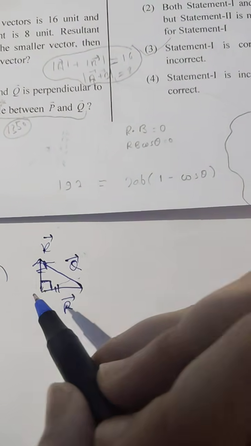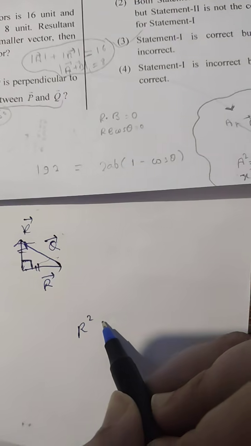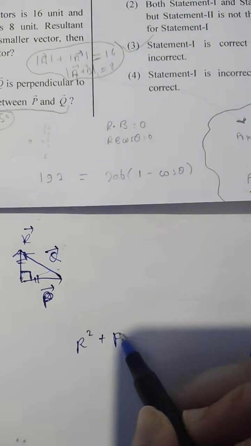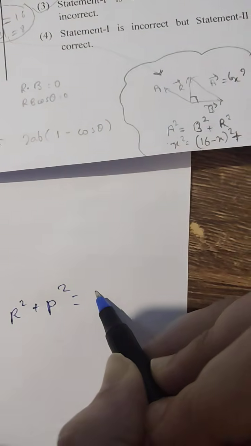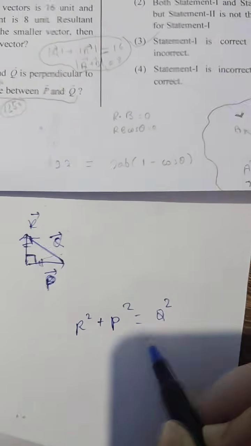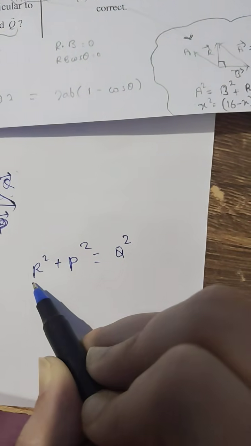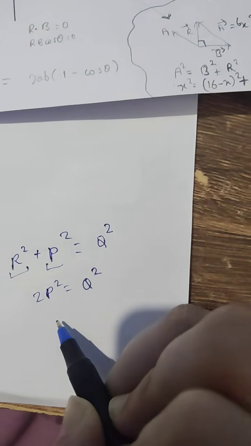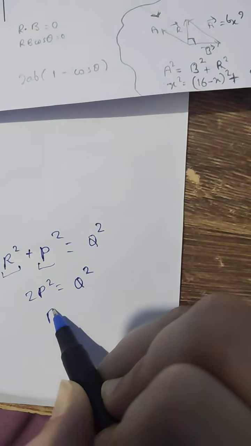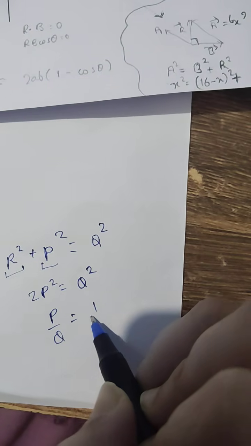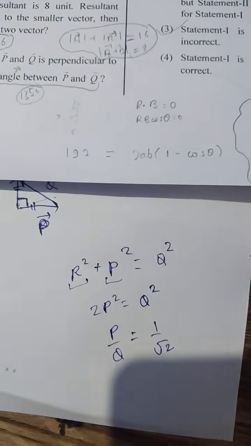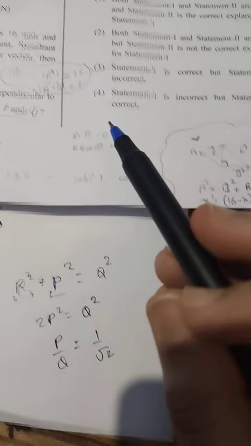Now we are simply going to apply the Pythagoras theorem, which says R square plus P square is equal to Q square. We are talking about magnitudes here, and we all know that R and P are equal, so we're just going to write 2P square is equal to Q square. Now P by Q is equal to 1 by root 2, if you solve and then take the square root.